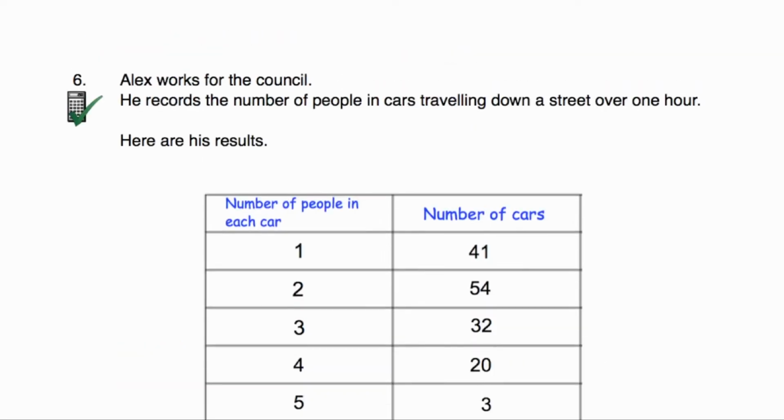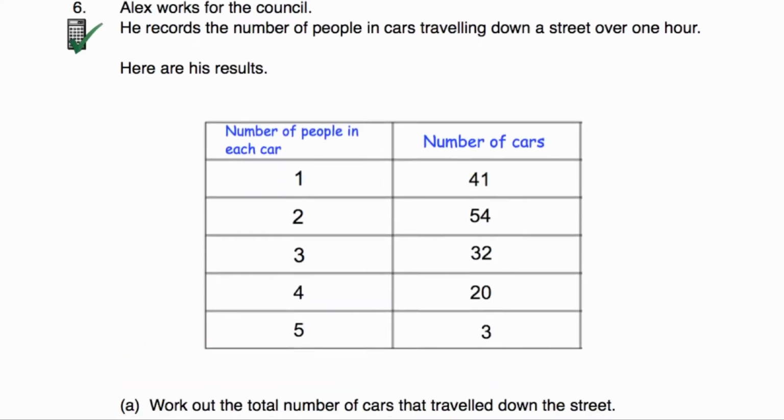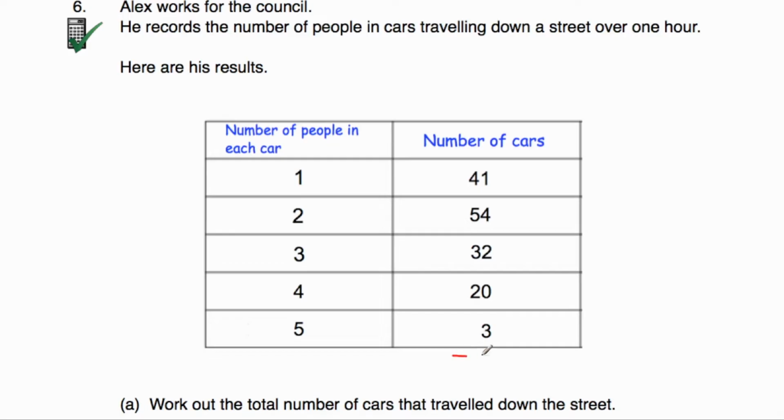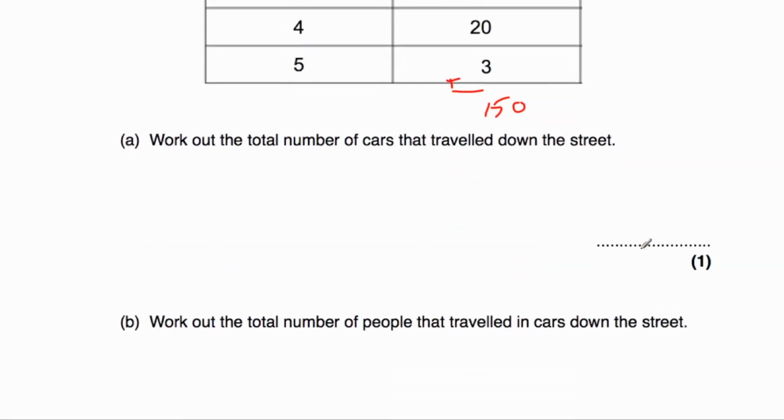So in this question, if we look, it doesn't actually tell us how many cars travel down the street. So if we add up this column, the number of cars, that would tell us how many cars travel down the street in total. So 41 plus 54 plus 32 plus 20 plus 3 is equal to 150. So 150 cars travel down the street.